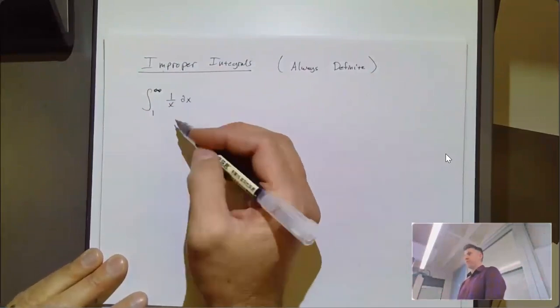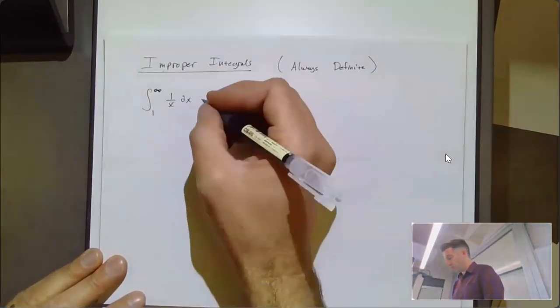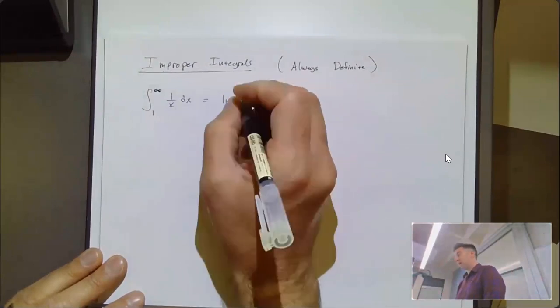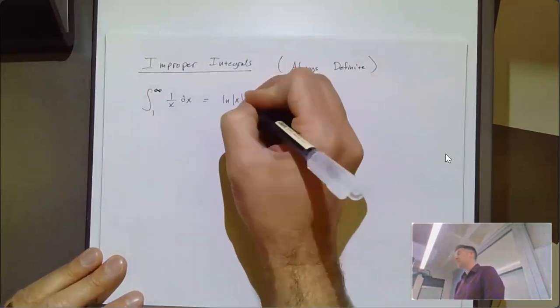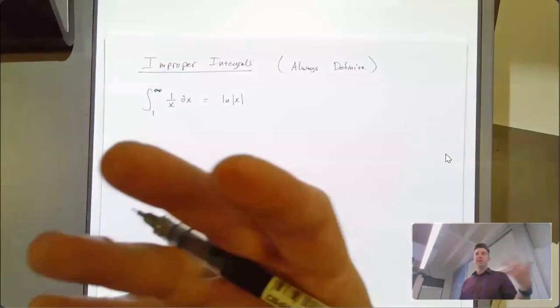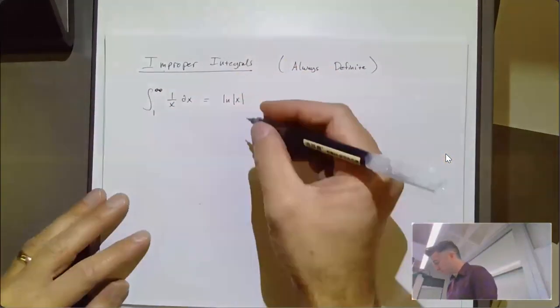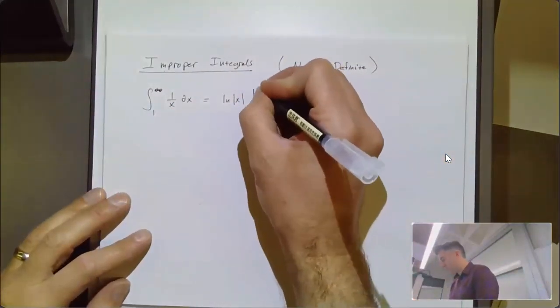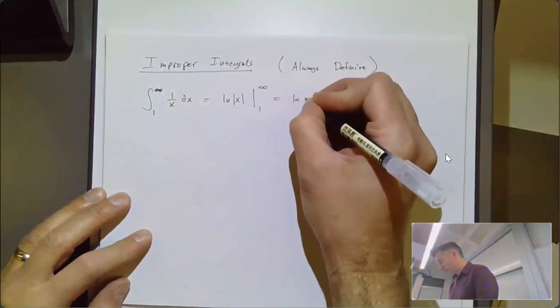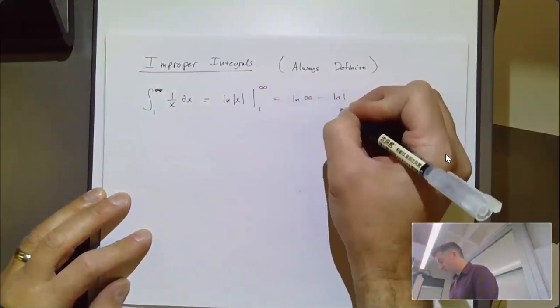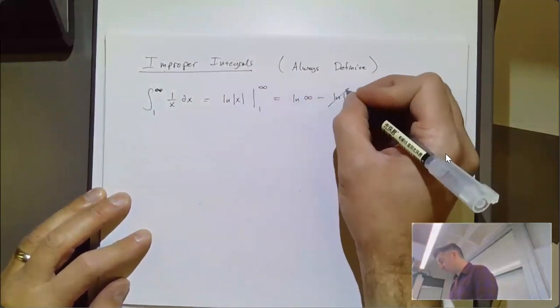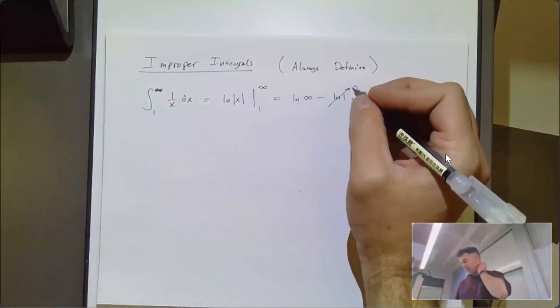What's the antiderivative of 1 over x? Natural log of absolute value of x. We don't technically need the absolute value here since everything is positive, but it's still good to be right. From 1 to infinity, I'm going to get the natural log of infinity minus the natural log of 1. The natural log of 1 is 0, and the natural log of infinity is infinity.